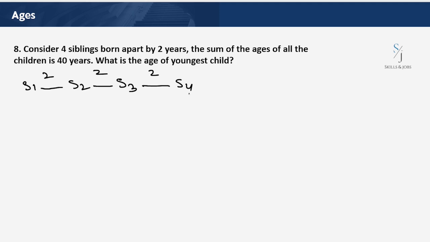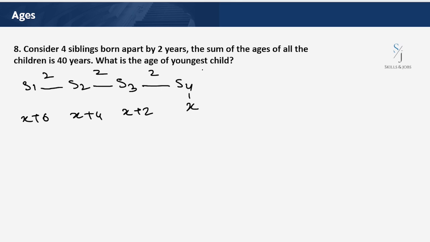Let us consider the age of the youngest one as x. So what is going to be the age of the third child? It is going to be x plus 2. What is going to be the age of the second child? It is going to be x plus 4. What is going to be the age of the first child? It is going to be x plus 6. Now, what is this 2? So this 2 shows that this child is 2 years older than the youngest child. Similarly, the eldest child is 6 years older than the youngest child. So that is the relation.